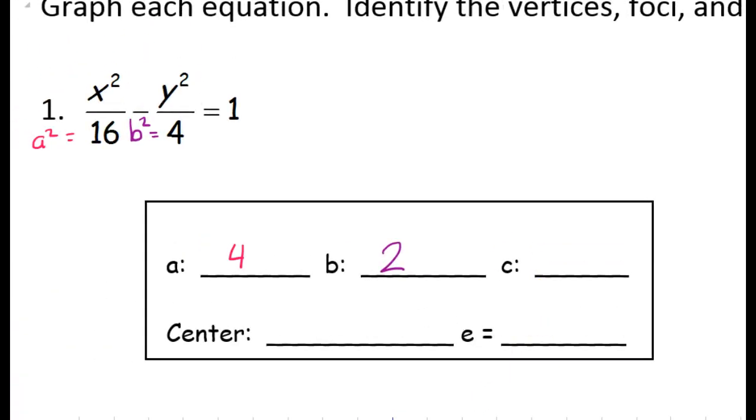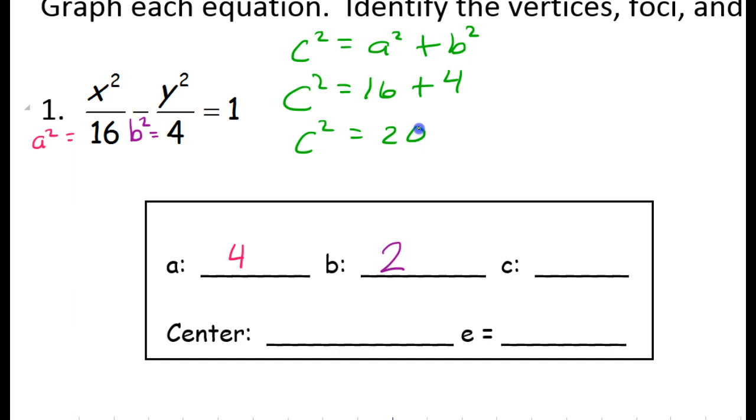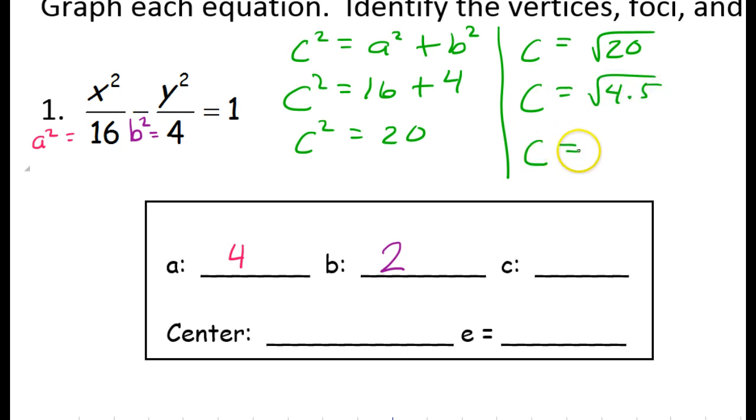When it comes to hyperbolas, the relationship between A, B, and C is C squared equals A squared plus B squared. For ellipses, this was a minus. For hyperbolas, it's a plus. So C squared is equal to 16 plus 4, so C squared is equal to 20. That means C is equal to the square root of 20. And since 20 is 4 times 5, C is equal to 2 radical 5. So there we go, 2 radical 5.